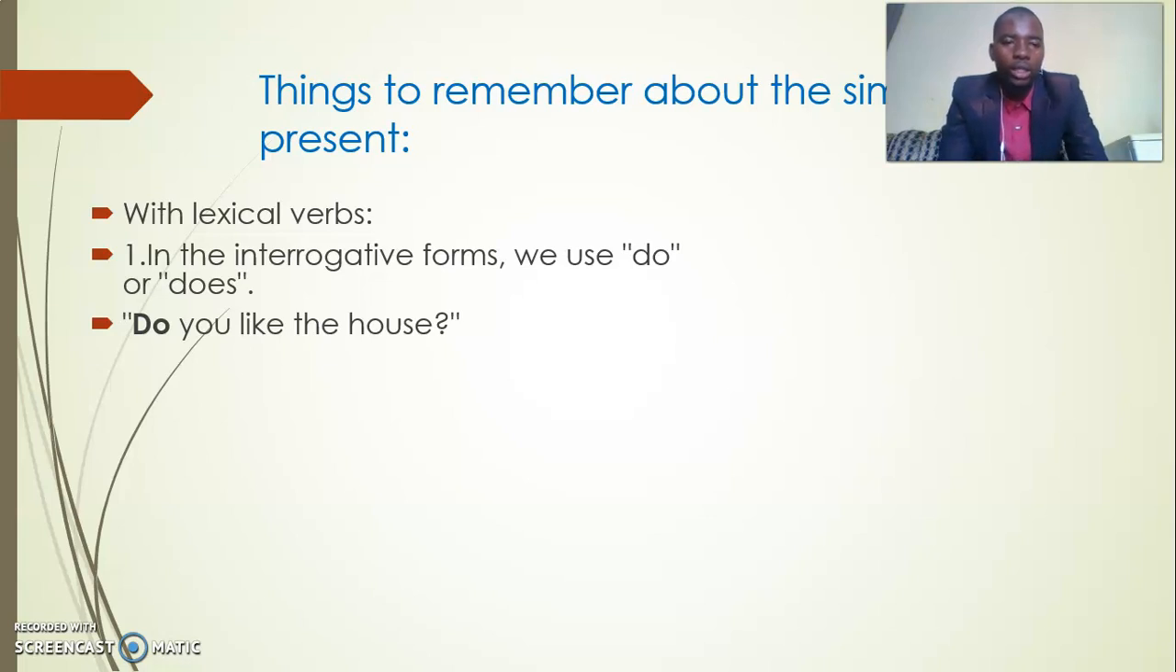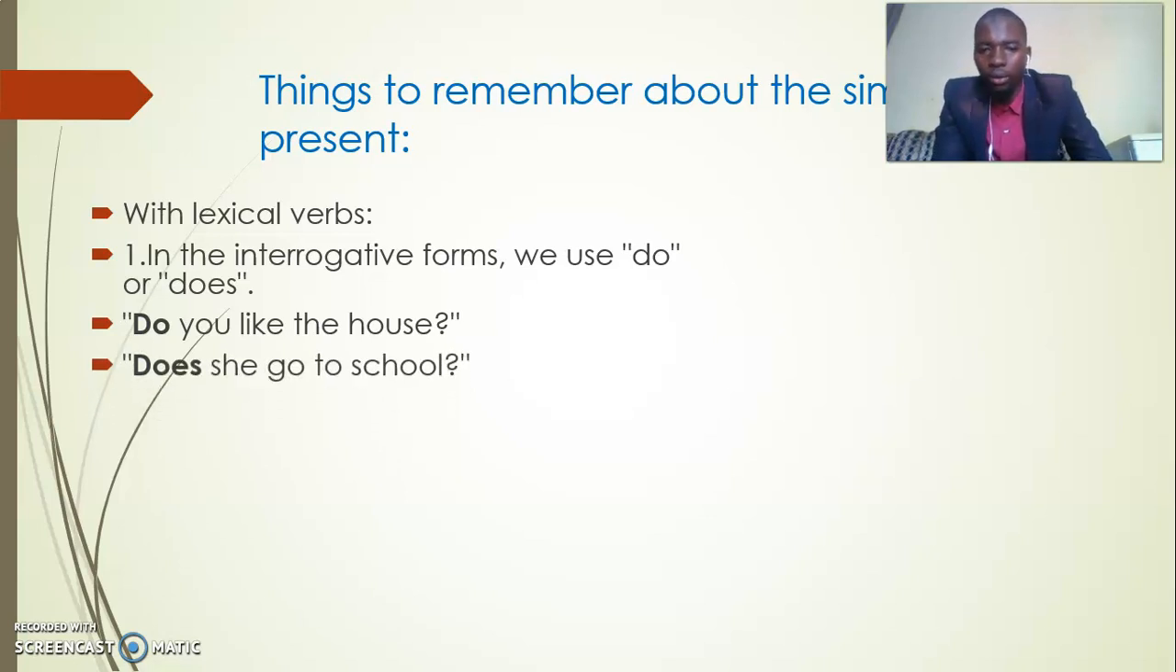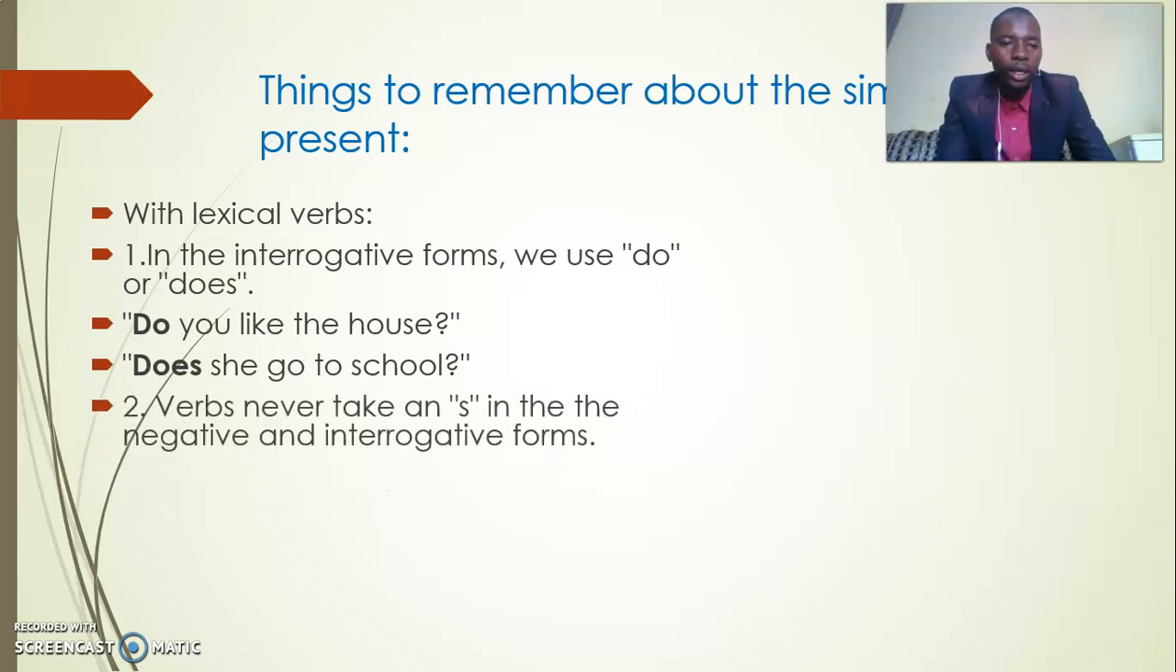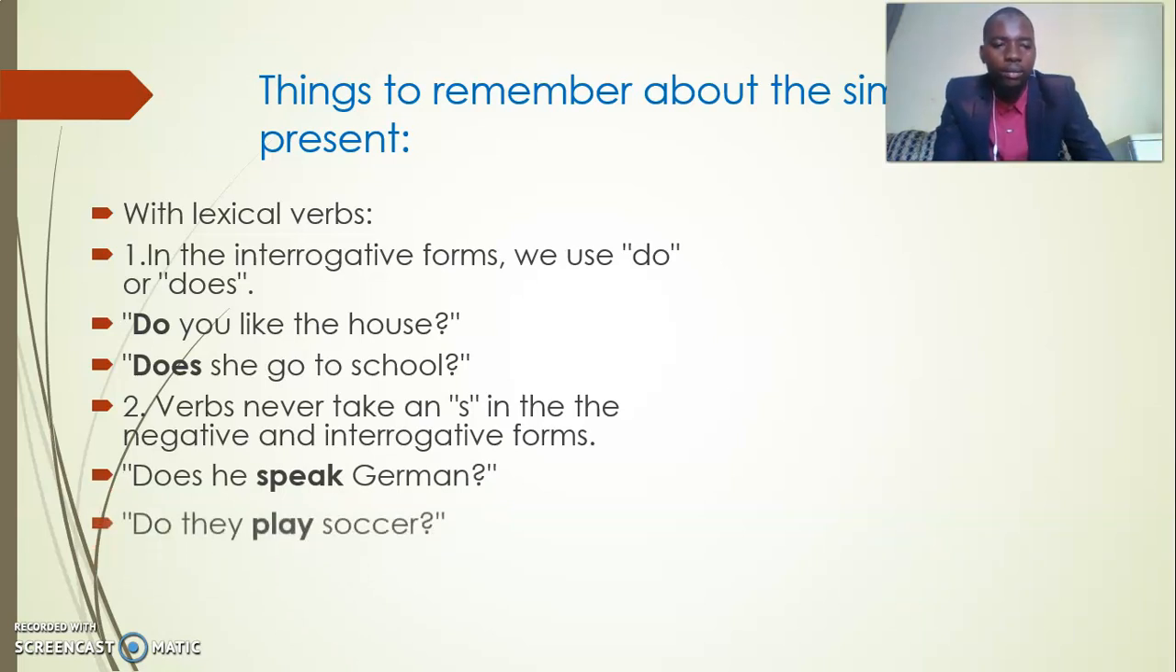So in this sentence, the verb like is a lexical verb. It cannot form the interrogative itself. We need do as an auxiliary. Does she go to school? The same form, the same example. And number 2, verbs never take an S in the negative and interrogative forms at all. Does he speak German? Do they play soccer?